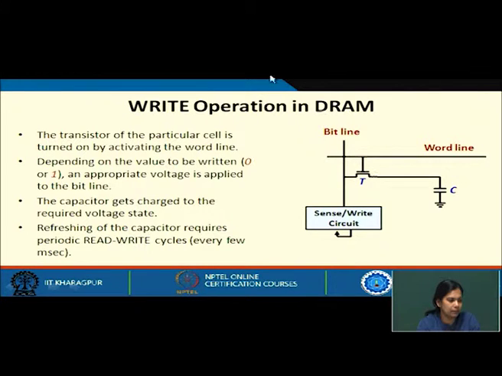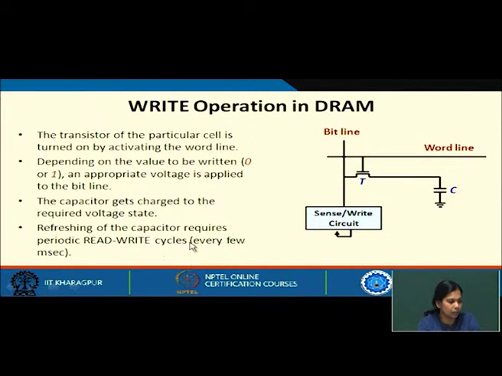In the write operation, what happens? Through this sense or write circuit, this bit line will have the available data, either 0 or 1. The transistor of this particular cell is turned on by activating the word line, and depending on the value that is to be written, either 0 or 1, an appropriate voltage is applied to this bit line. And as an appropriate voltage is applied to this bit line, this capacitor gets charged to the required voltage. If it is 0, it is charged to that required voltage. If it is 1, it is charged to that particular required voltage.